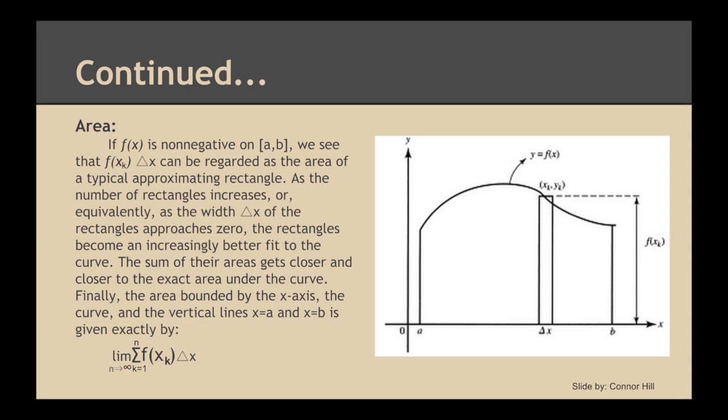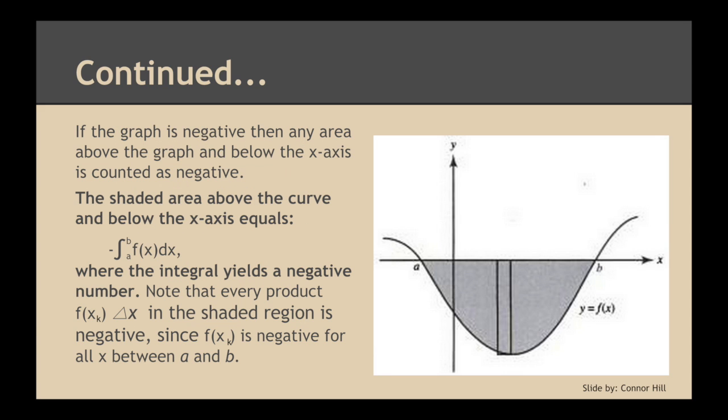Finally, the area bounded by the x-axis, the curve, and the vertical lines x equals a and x equals b is given exactly by the limit of the sum of f of x sub k times delta x as n approaches infinity. If the graph is negative, then any area above the graph and below the x-axis is counted as negative. The shaded area above the curve and below the x-axis equals the negative integral of f of x from a to b, where the integral yields a negative number.